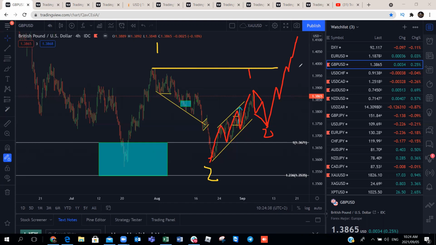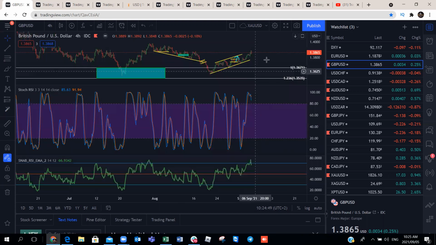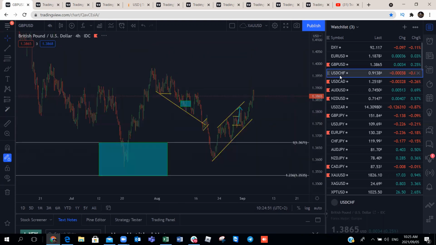But I'm saying that this is the structural level. This needs to be cleared for us to confirm that this is an impulse, because otherwise, if we come down here, we can reverse here with a structure like this. It could be a corrective structure. So for now, just expect a pullback on pound US dollar.